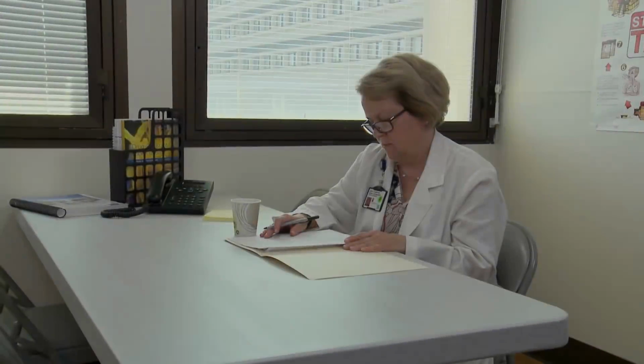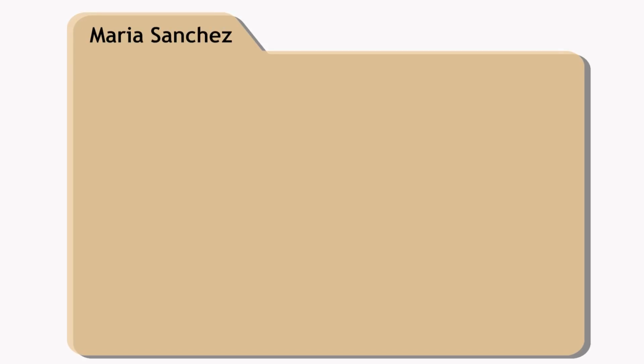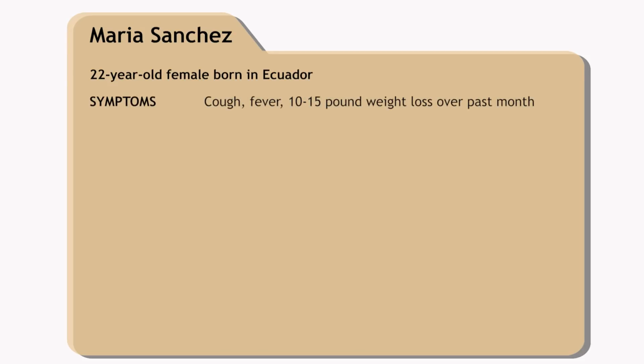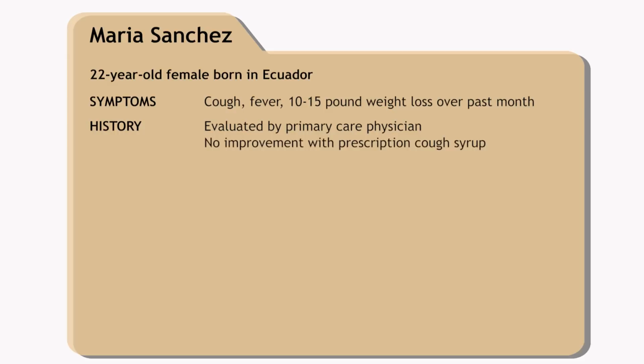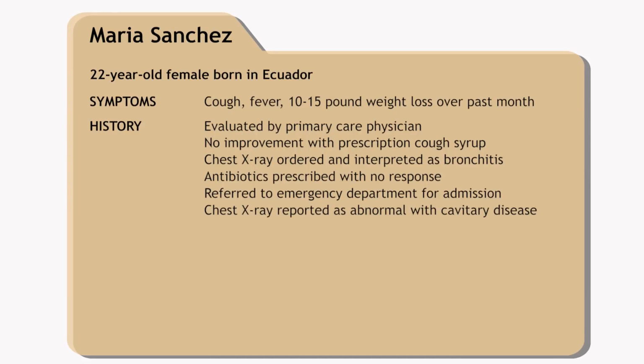I went to the hospital earlier to try to interview the patient. She was in a CT scan, but I was able to read the full medical record. She is a 22-year-old female, born in Ecuador, with symptoms of cough, fever, and a 10 to 15-pound weight loss over the past month. She was evaluated by her primary physician, and codeine cough syrup was prescribed with no improvement. Chest x-ray reported bronchitis, and antibiotics were prescribed but there was no response. She was referred to the hospital ER for admission, and a chest x-ray was abnormal with cavitary disease.